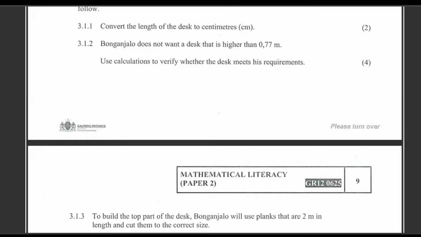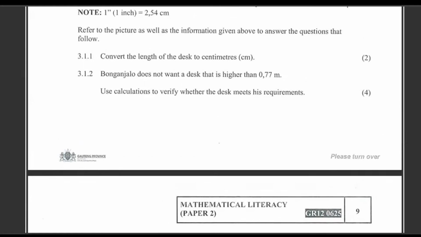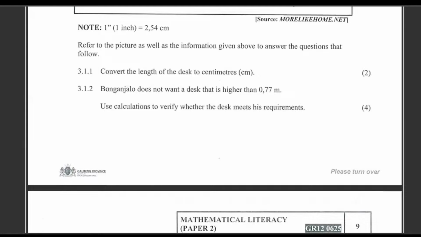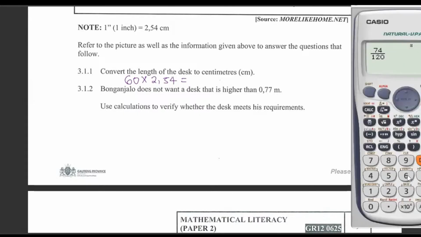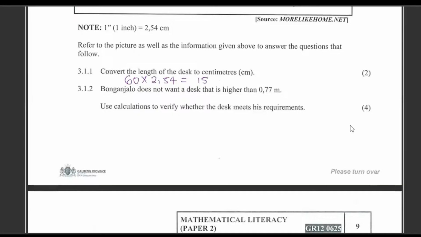centimeters. So what we're going to do, already they have told you, if you have 1 inch, you have 2,54 centimeters. So for us, we have 60. So to be 60 times 2,54, the answer becomes 60 times 2,54. We have our answer as 152,4. These are centimeters.